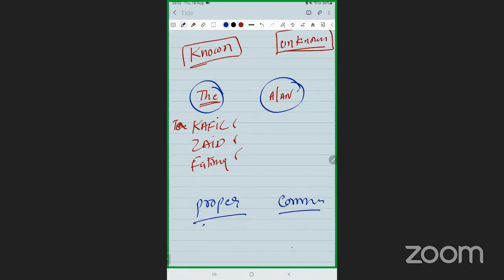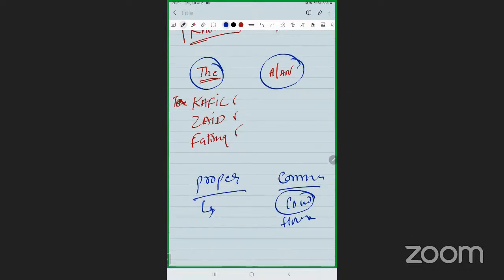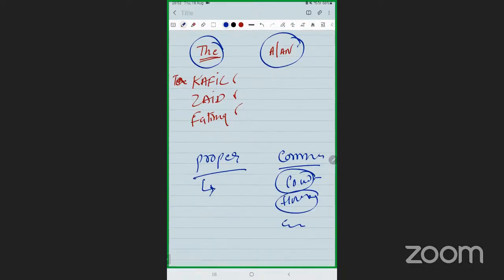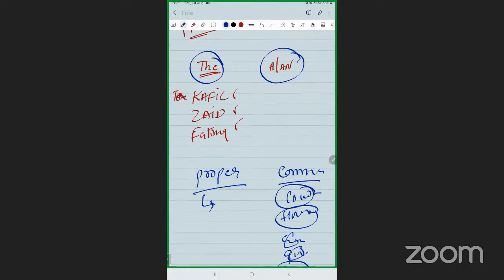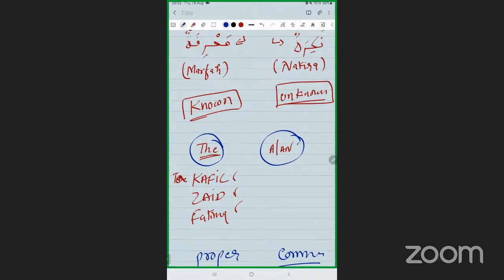This is simple: the name of a person or animal or thing. The common noun is cow, house. Which house? I don't know which house. All houses are the same. All cows are the same. Elephant, girl, boy. These are common nouns. Also, they are indefinite in nature.